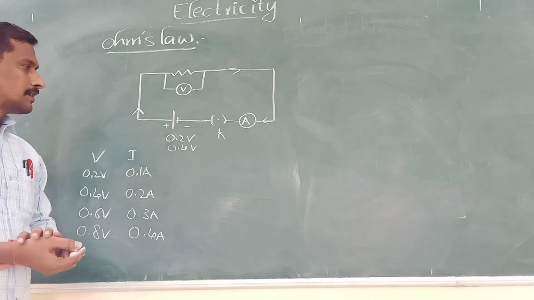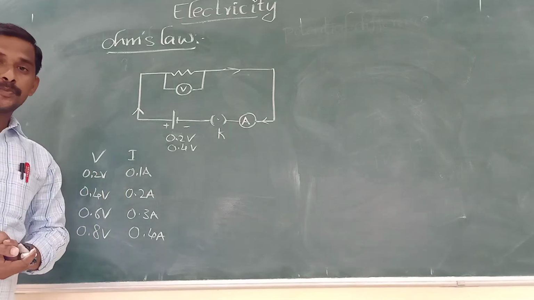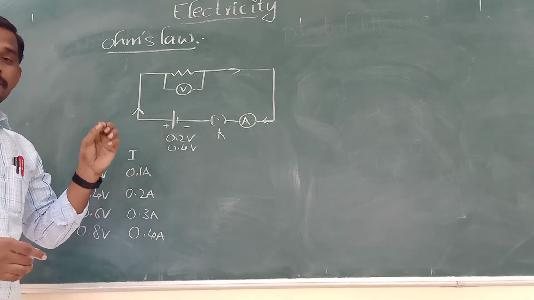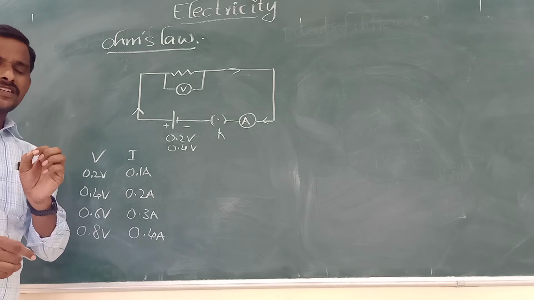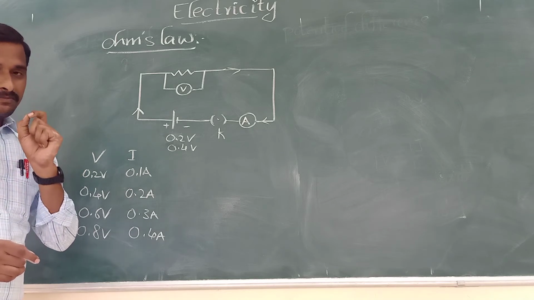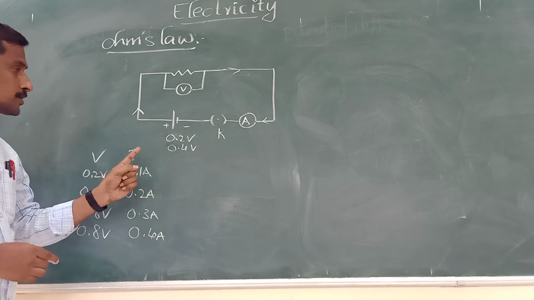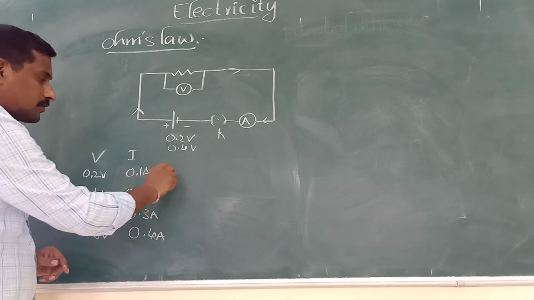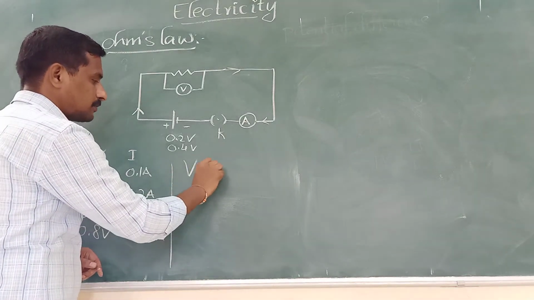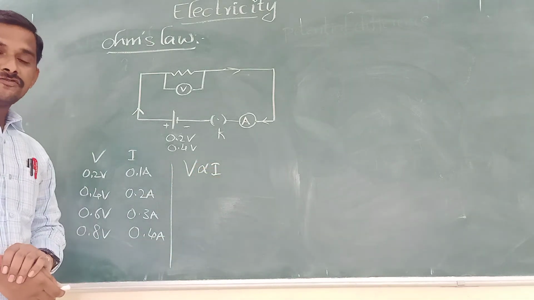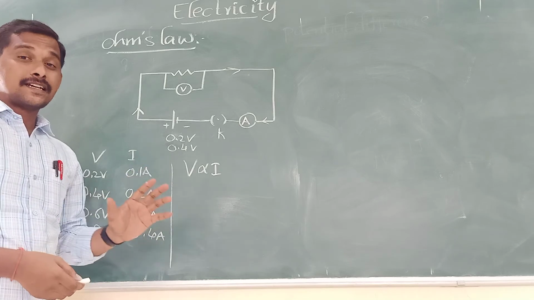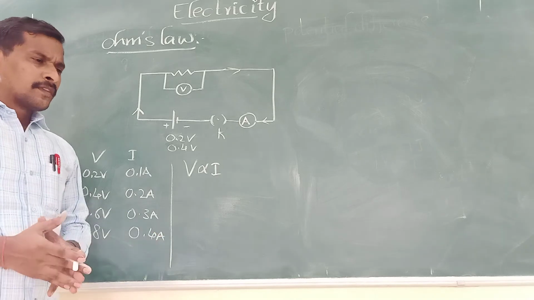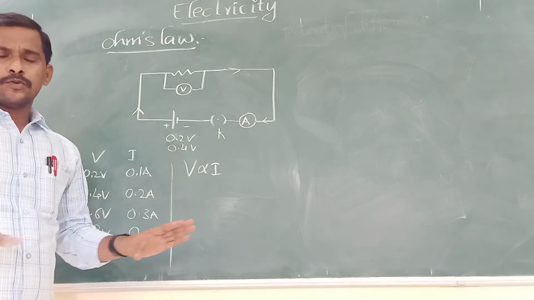So we can say that the potential difference is directly proportional to the applied current in a closed circuit when temperature is constant. Here the condition is very clear: only when temperature is constant is Ohm's law valid. If not, it is not valid at all. So V is directly proportional to I. The potential difference is directly proportional to the electric current when temperature is constant. If the temperature is not constant, then it cannot obey.